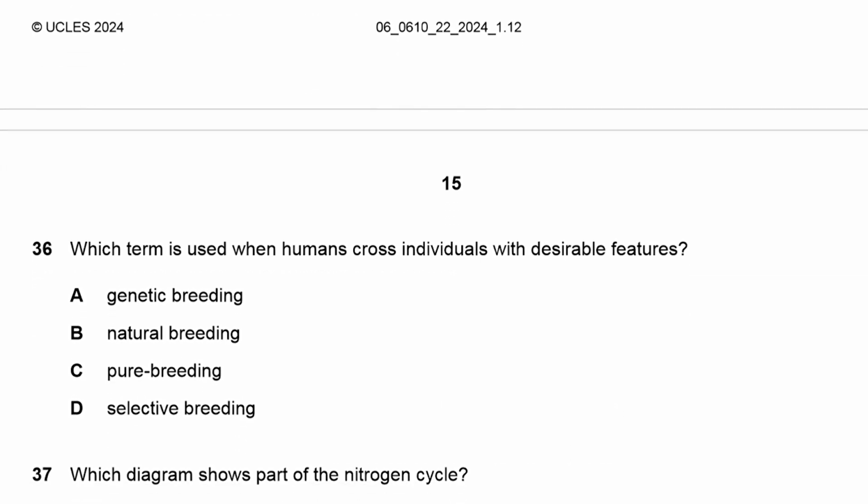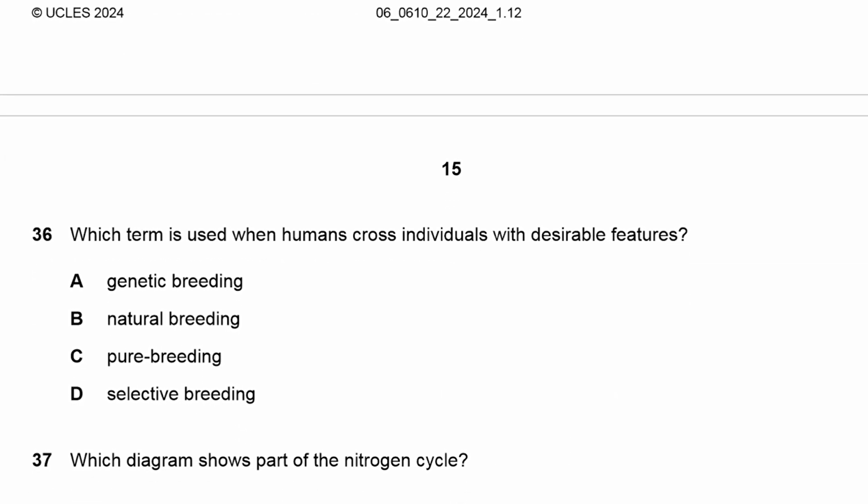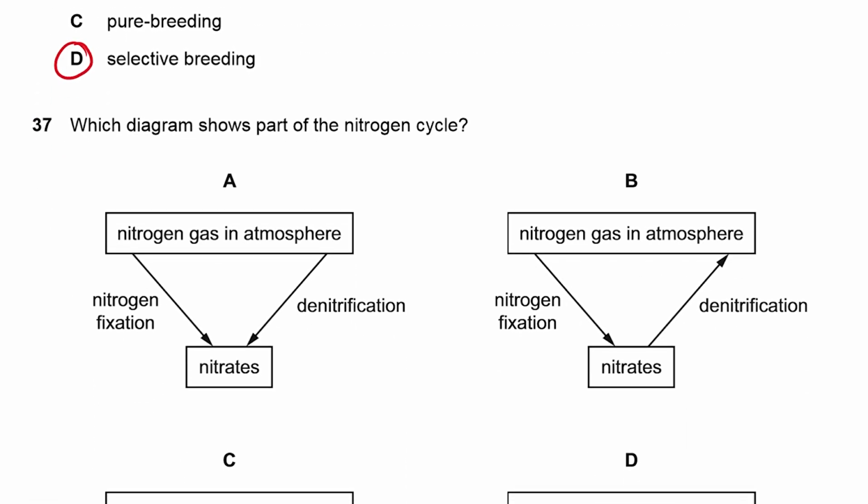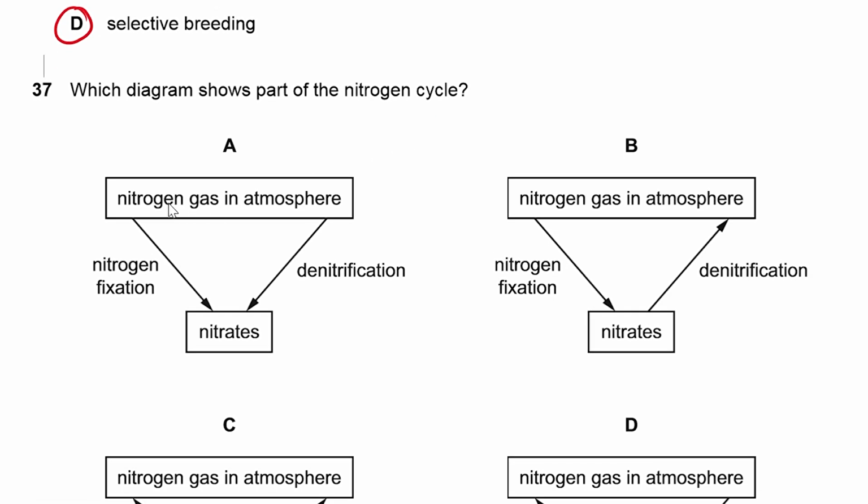Number 36 says, which term is used when humans cross individuals with desirable features? So it is based on the features that humans want. This is usually known as selective breeding, choosing according to the desire. Number 37 says, which diagram shows part of the nitrogen cycle? A, nitrogen gas in the atmosphere undergoes nitrogen fixation to give us nitrates, but denitrification does not form nitrates. Denitrification means nitrates are converted back to atmospheric nitrogen, which is here at B.